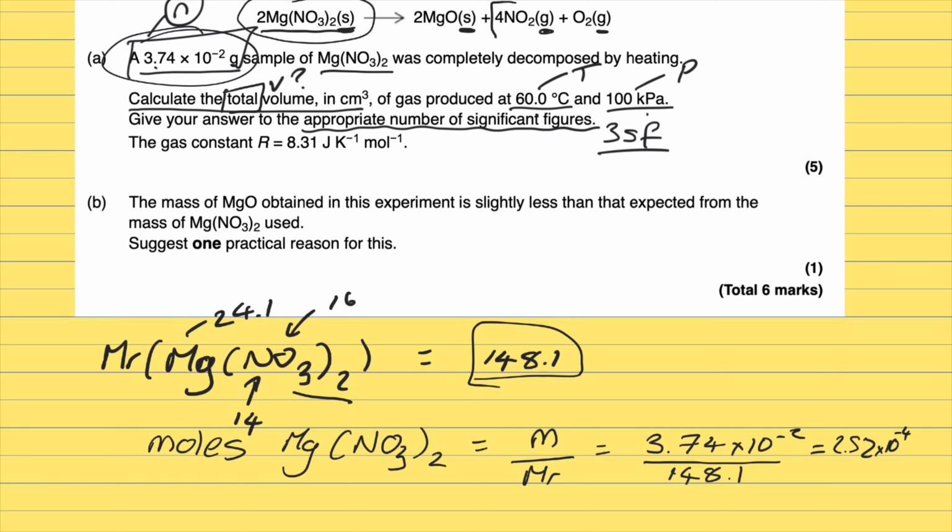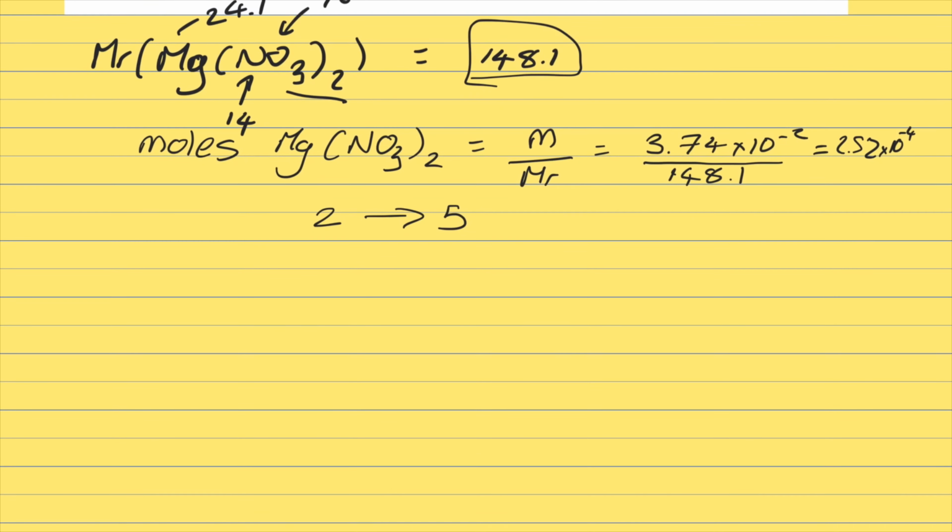So the total gas is 4 NO2 and 1 oxygen. So the total moles of gas produced is 5 moles of gas. Okay? We just calculated the moles of magnesium nitrate, and there are 2 moles of that, so the molar ratio is 2 to 5.